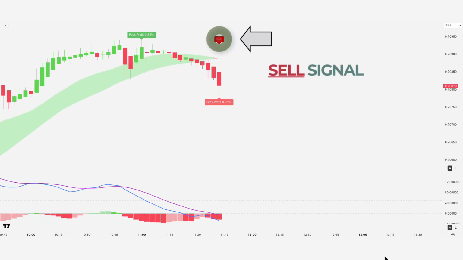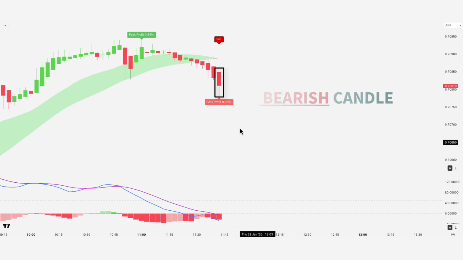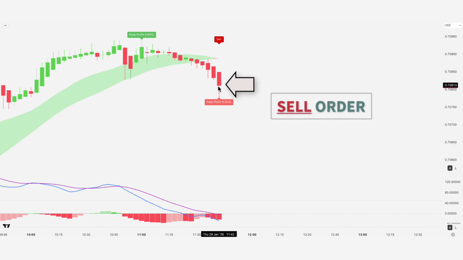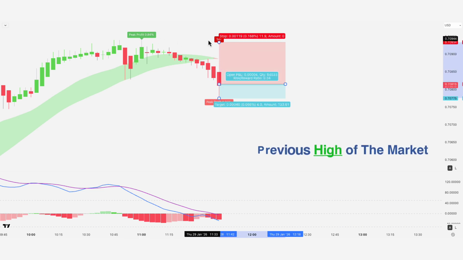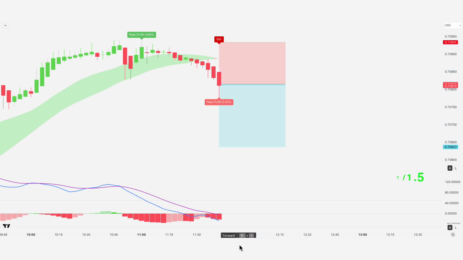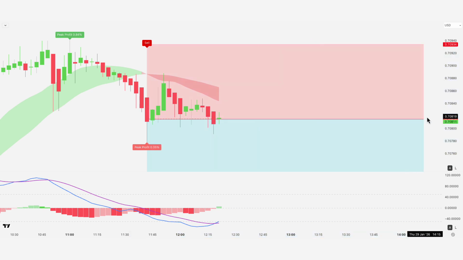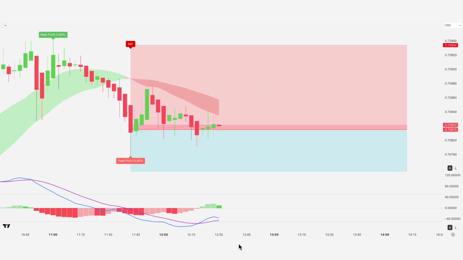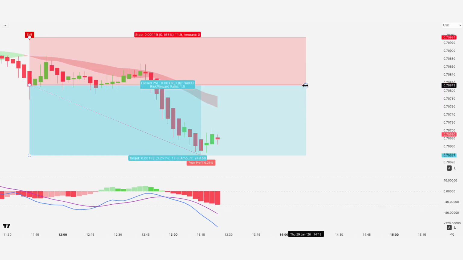When the Ultimate Algo arrow of this indicator is a sell signal, when the purple line of Volatility Adjusted is above the blue line, and when the market forms a bearish candle. If this condition is fulfilled, then we will place a sell order. Our stop loss is to be placed at the previous high of the market, and the risk to reward ratio will be 1 to 1.5. The market has completely hit the target.